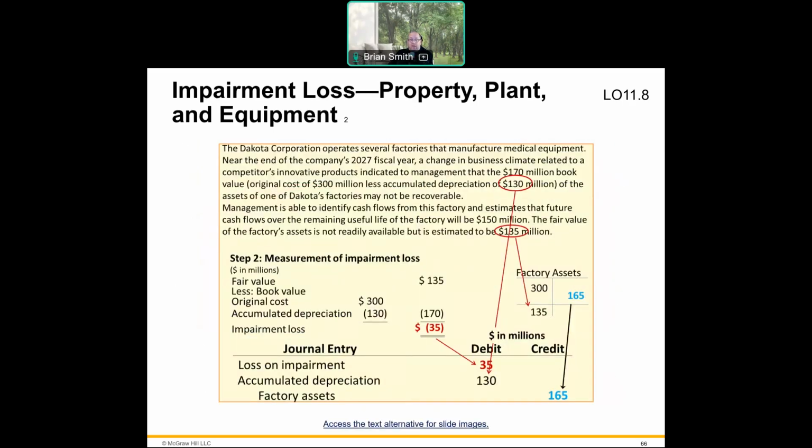So this is how you're going to calculate it. You're going to reduce the factory assets by the amount of the loss and accumulated depreciation. You're going to reestablish your base. Your factory assets are now valued at 135 and go from there.